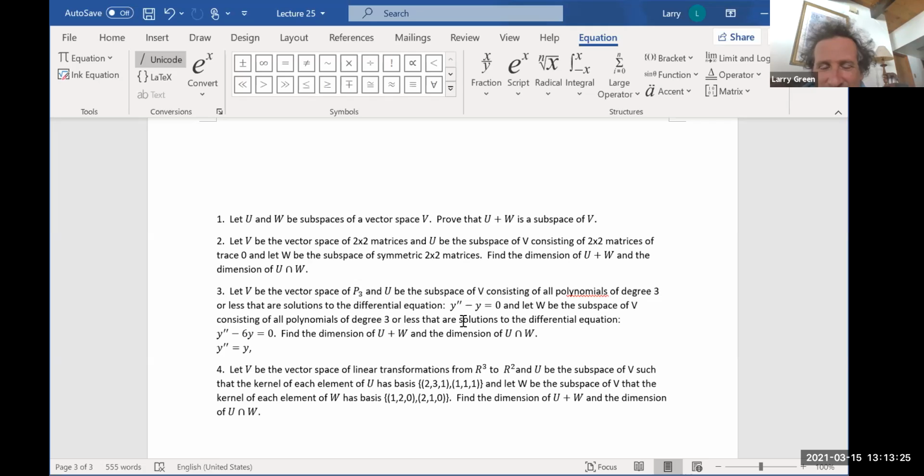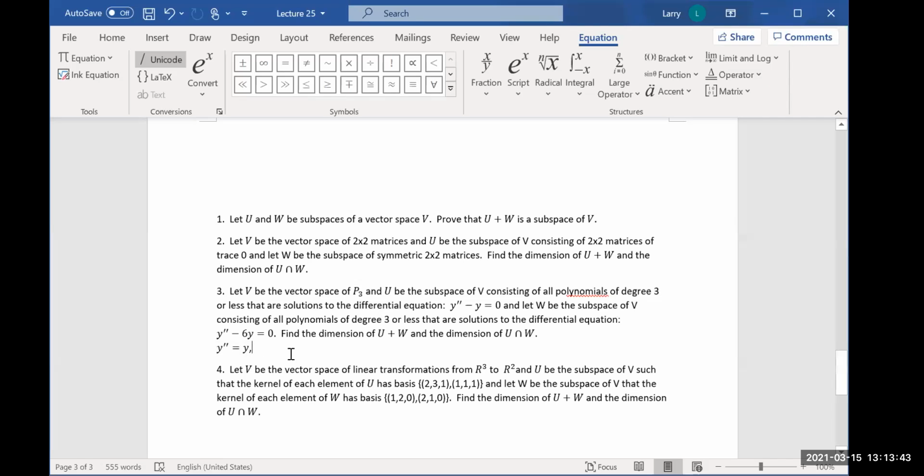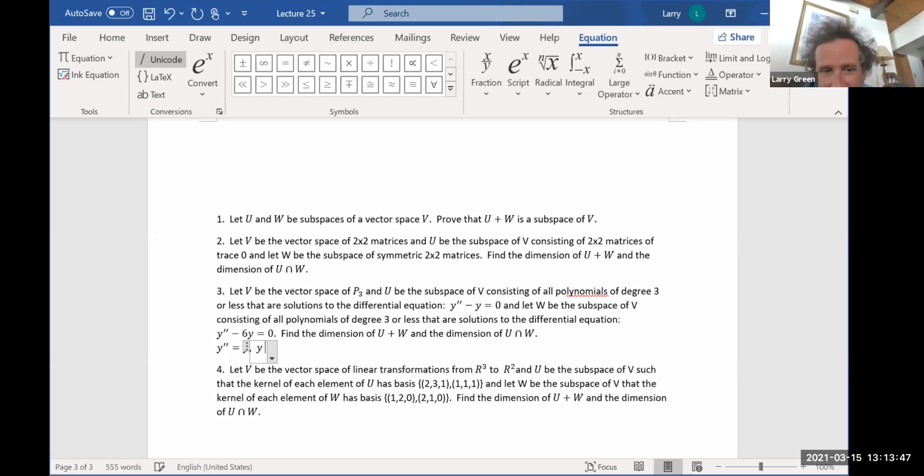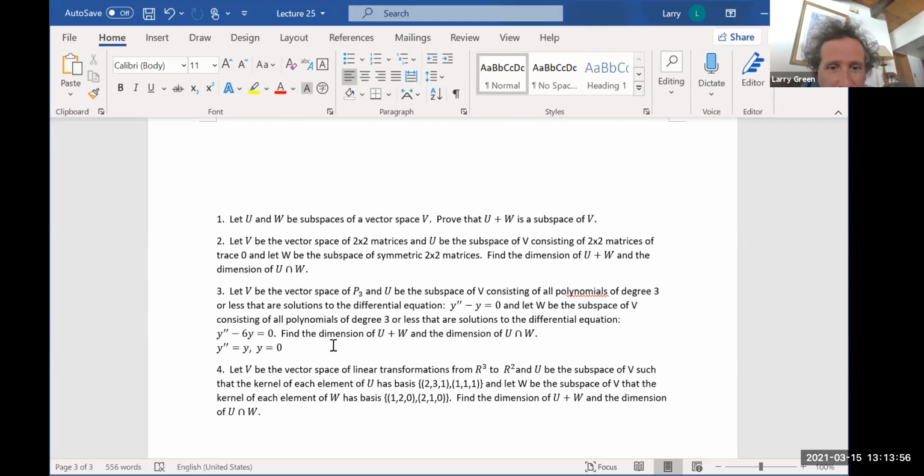Any thoughts? Turns out the only solution to this that's a polynomial is 0. Do you understand that? Do you believe that 0 double prime minus 0 equals 0? Yeah. So in this case, y must be 0.